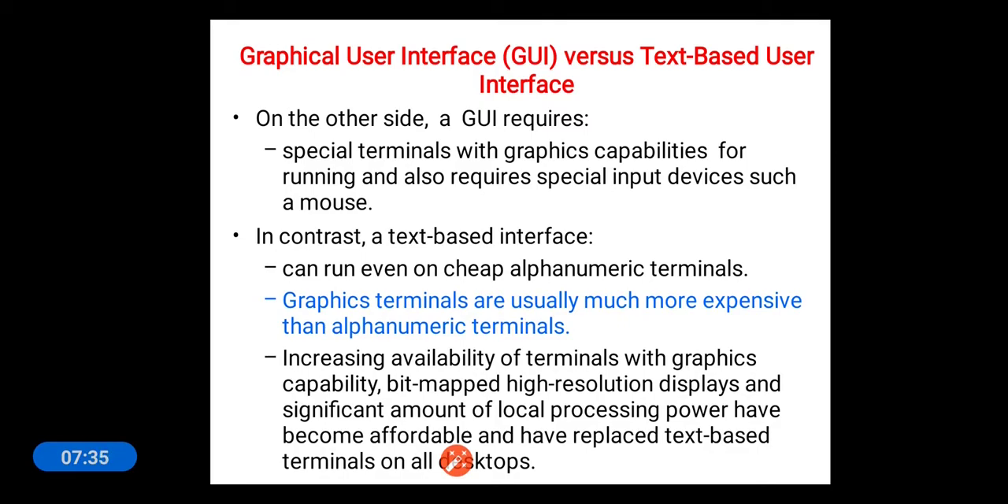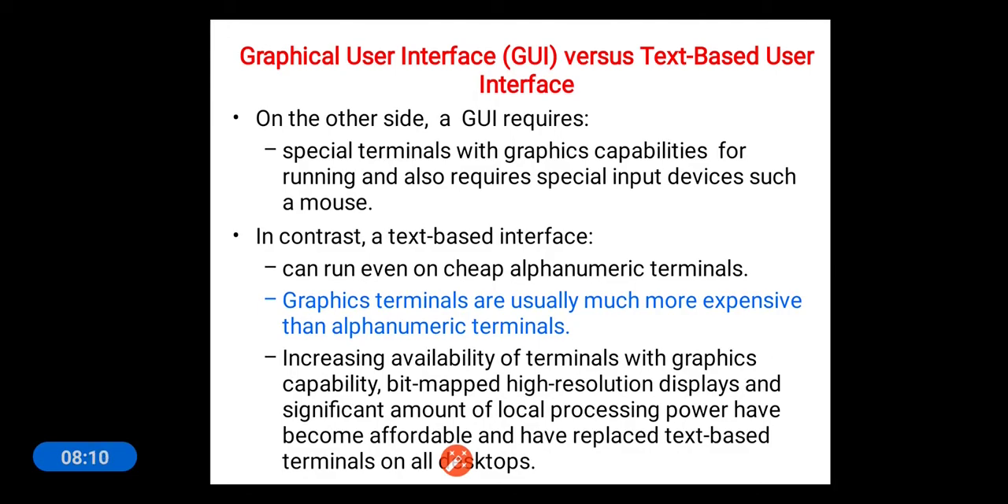In contrast, a text-based interface can run even on cheap alphanumeric terminals. That means in order to execute commands in a text-based interface, we don't require any special terminals with graphics capabilities. A simple alphanumeric terminal is enough. Why? Because in the text-based interface, everything is based on commands. The user will be entering some command, and to enter the command, a simple terminal is enough for us.